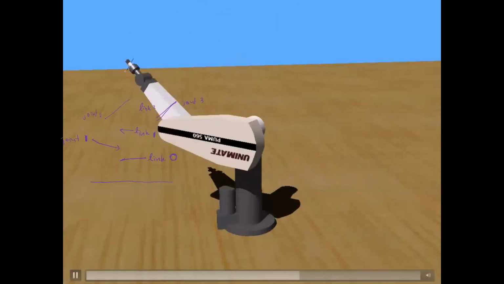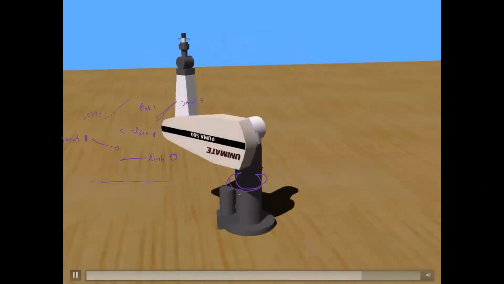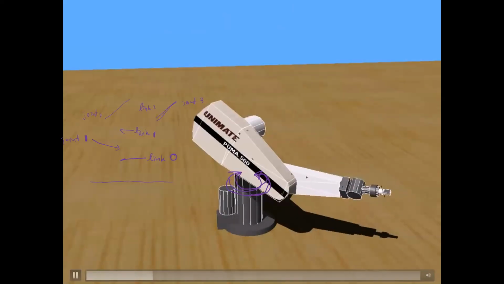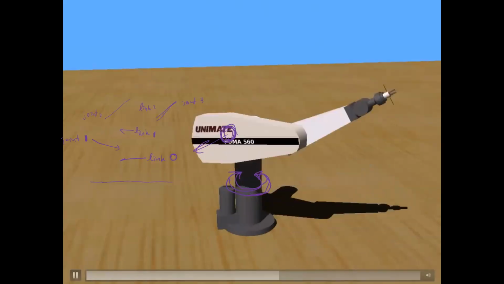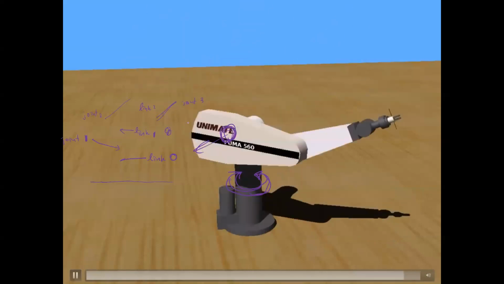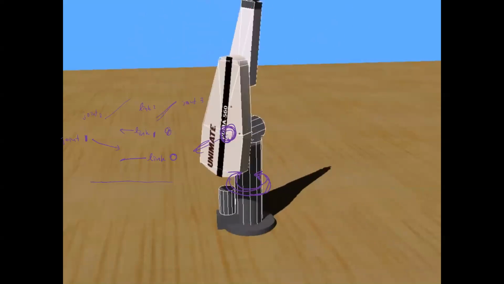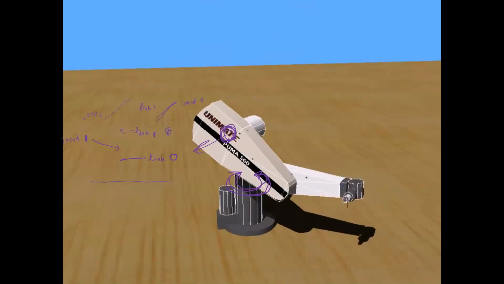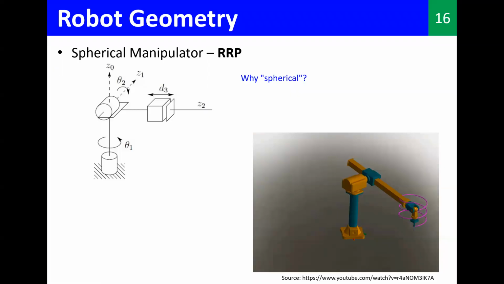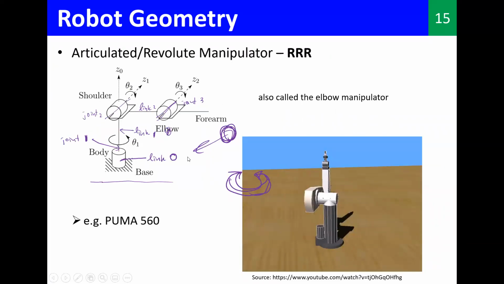Let me show you. You can see here there is rotation about this axis, that is one R. Then there is rotation about this axis, another R. And here it changes, so another one, revolute. So this PUMA robot is a common, famous revolute manipulator. I think you understood this first one.